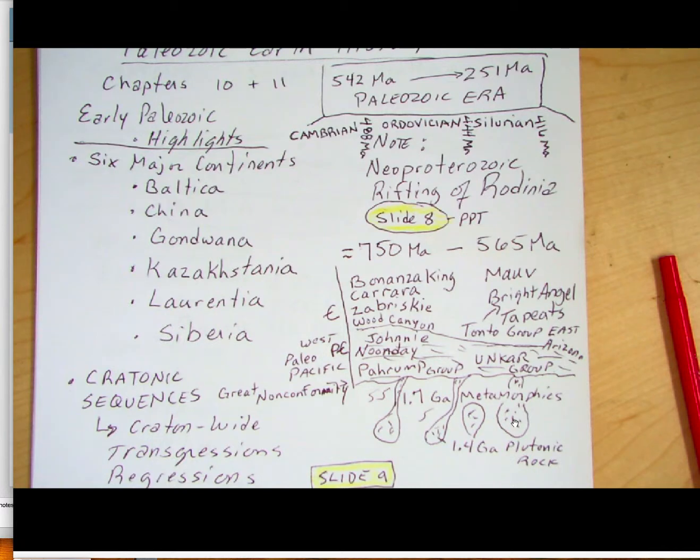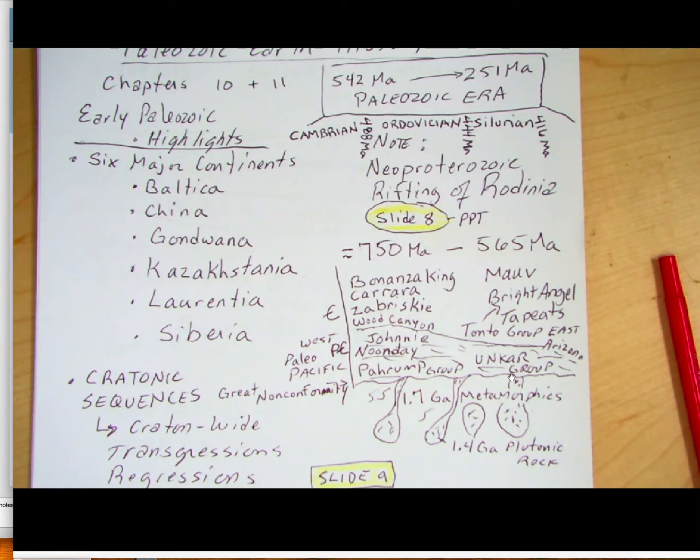Remember, in the Grand Canyon, it's the Zoroaster granite, and we have some intrusives in the Death Valley regions that also date between 1.2 and 1.4 billion years. And then we have this kind of craton-wide unconformity. In fact, we call it the Great Nonconformity.